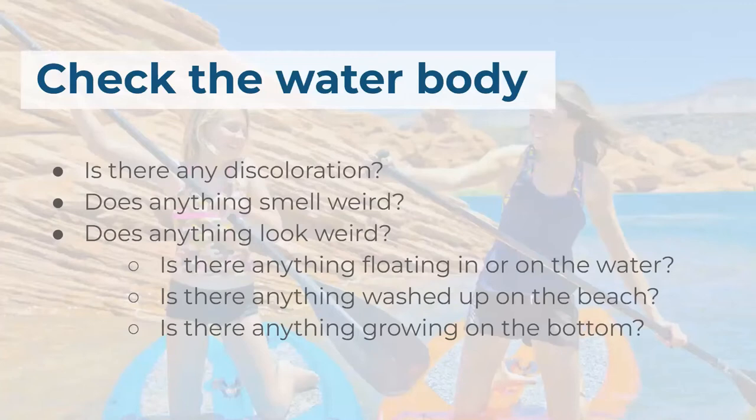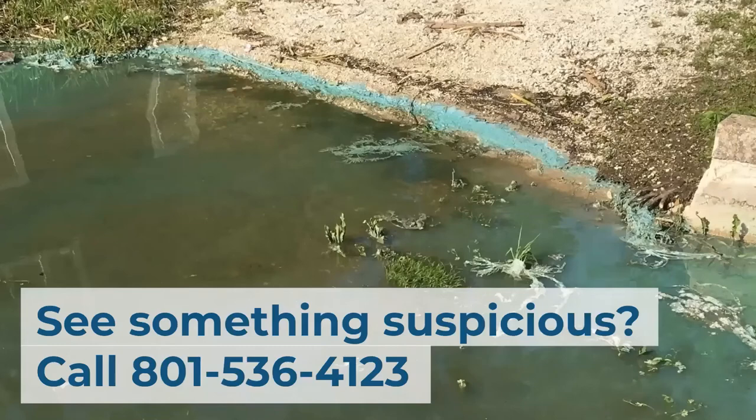Or do you see anything weird floating in the water, on the surface of the water, washed up on the beach, or growing on the bottom of the water body? If the answer to this is all no, then you don't have to worry about HABs and you can have a great time recreating, and you're prepared and you've done your research. Or if you do see something that's concerning, then you also are empowered to share that with other recreators and to make an informed decision. And we'd also encourage you to share that with us.